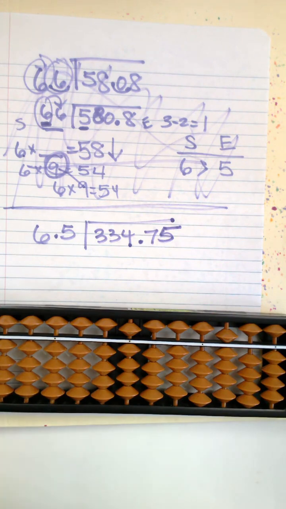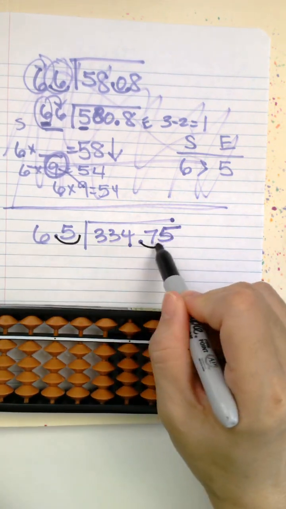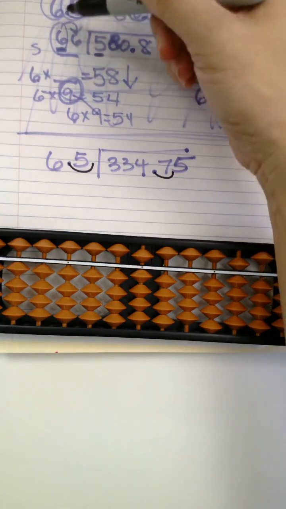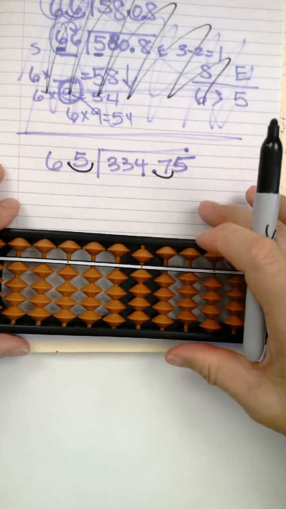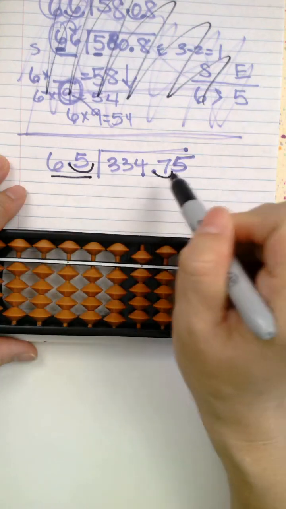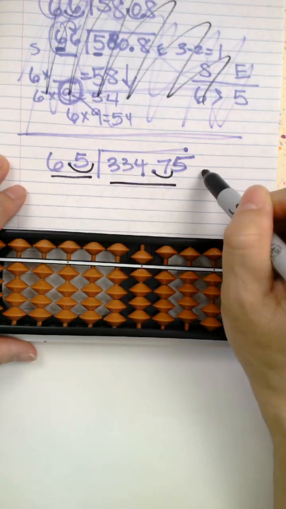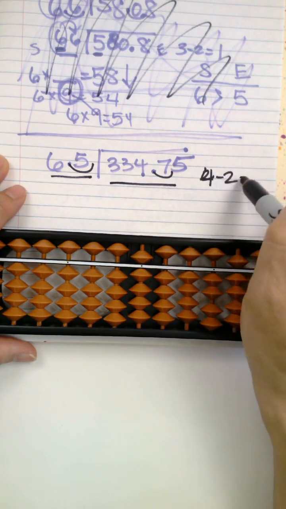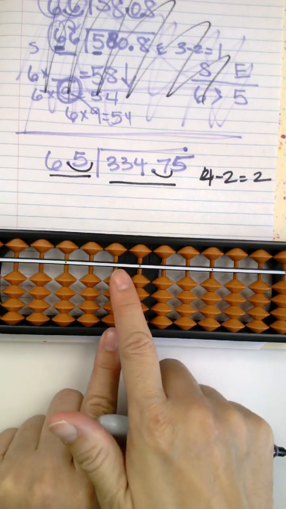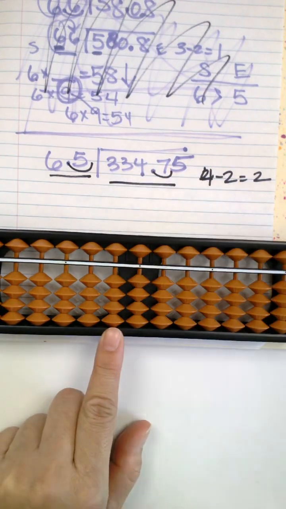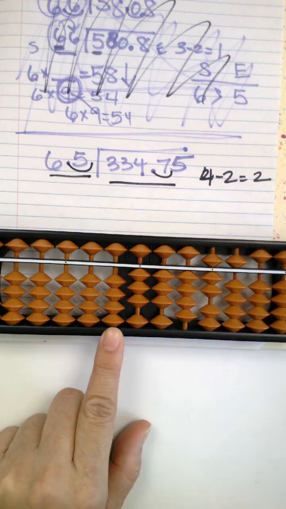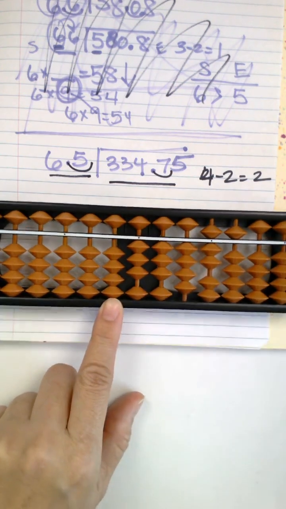So again, we're going to move it over here and move it over here. We still need to do that. I'm going to start with a new question because same numbers are confusing, and I apologize for that. So we have 2 digits here and 4 digits here. 4 take away 2 is 2. So our starting point is at 2. I'm going to put my dividend on the abacus: 3, 3, 4, 7, 5.